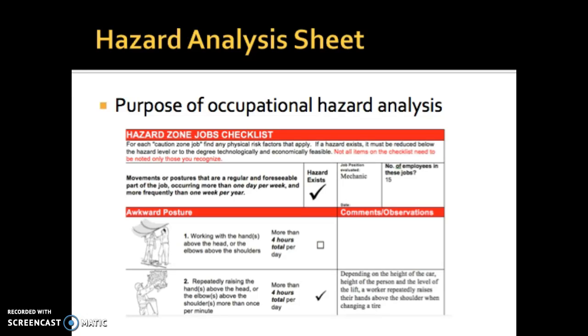Okay, so the purpose of completing a hazard analysis sheet is to find any physical risk factors that could apply. If a risk hazard exists, it must be reduced below the hazard level for the sake of employees' health and safety. Being aware of hazards, exposures, and agents in the workforce is important in order to prevent injury and illness among employees. The picture displayed is an example of one of the hazard analysis sheets which we filled out during the machine shop inspection.